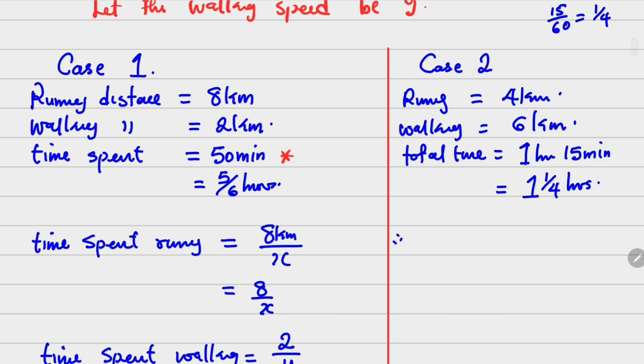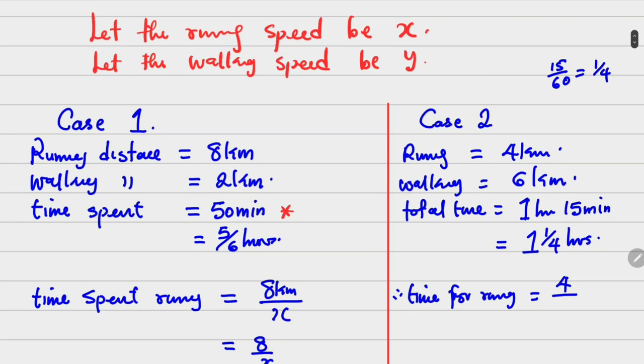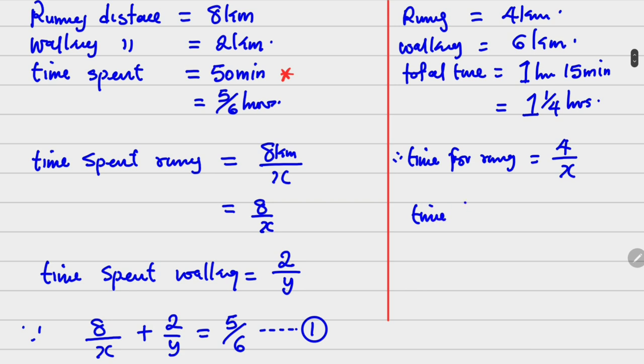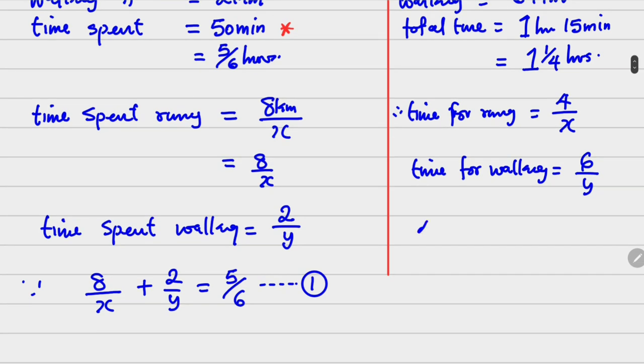Now, the same thing we are going to do here. The time for running is now going to be the distance for running, which is 4, all over the established speed for running, which is X. So we have 4 over X. Then time for walking will now be 6 over Y. Now, once I add the two, that is 4 over X, the time for running, plus 6 over Y, the time for walking, it will give me 5 over 4, which is my equation 2.